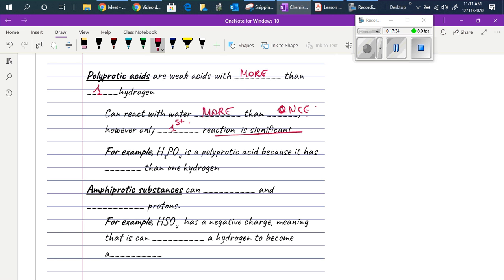So when we have H3PO4, then this is a polyprotic acid because we have 3 atoms of hydrogen that are available for reaction. And because we have more than one, it has 3, which is more than one hydrogen that is reacting.